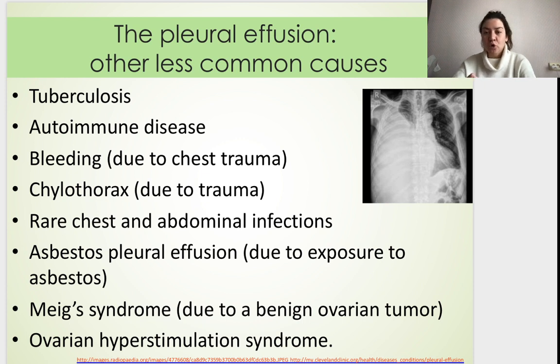Other and less common causes of pleural effusion. Yes, less common but not very rare. It can be pleural effusion due to tuberculosis. It can be autoimmune disease, bleeding due to chest trauma, chylothorax due to trauma too, rare chest and abdominal infections, asbestosis, pleural effusion due to exposure to asbestos. It can be Meigs syndrome due to a benign ovarian tumor, and ovarian hyperstimulation syndrome. Here you see a massive hydrothorax of the right lung.